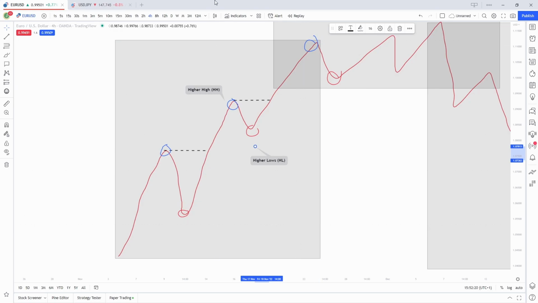Now, a bit more information on these higher lows in the market, and something we've discussed is that we are taking the assumption that if a low is broken, that is an indication that the trend is over.